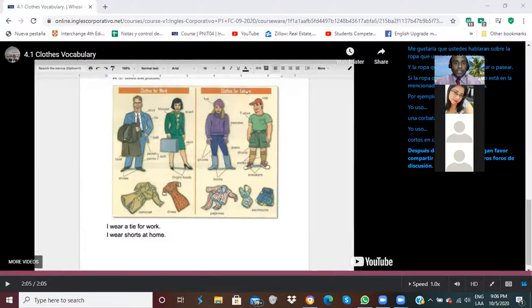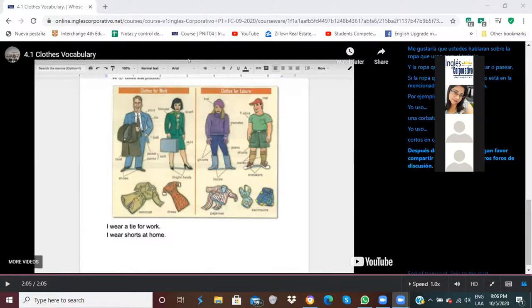Clothes for leisure. Hat. Gloves. Boots. Pants. Jacket. Okay, now we're going to look at the woman.